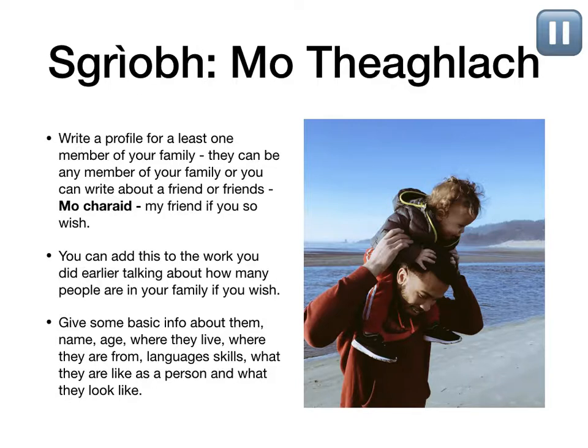Now, building on that previous slide, you're going to write about a person as a member of your family. If you don't wish to write about a member of your family, you can write about a carriage, my friend. You can add this to the work you did earlier. So give some basic info about them: their name, their age, where they live, where they are from, their language skills, what they're like as a person, and what they look like. So you're really extending from writing about yourself to writing about other people.